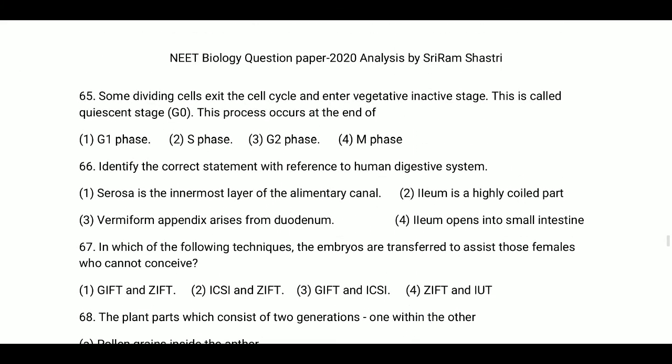Then some dividing cells exit the cell cycle and enter vegetative inactive stage. This is called quiescent stage or G0 stage. This process occurs at the end of G1 phase, S phase, G2 phase, M phase. So the question itself gives the answer in this. What is the question telling you here? See, he is telling you that some dividing cells exit the cell cycle. They directly don't exit. Once the division is completed, then they exit. So it is the fourth option. After M phase, multiplication phase, they enter into G0 phase.